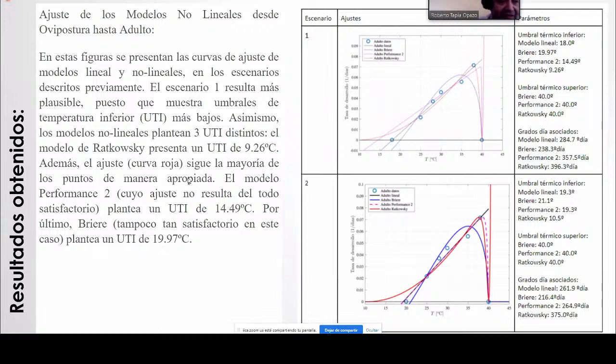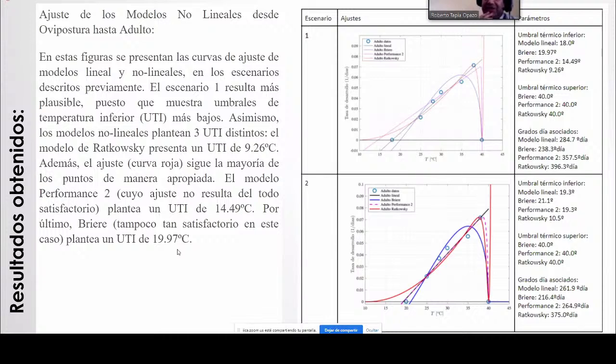The Ratkowsky has a minimum temperature of 9.26. The adjustment, or red curve here, follows the majority of points appropriately. Performance two model, where the adjustment is not fully satisfactory, gives us a minimum temperature of 14.49, and Briere is not so satisfactory either in this case, giving us a minimum temperature of 19.97.